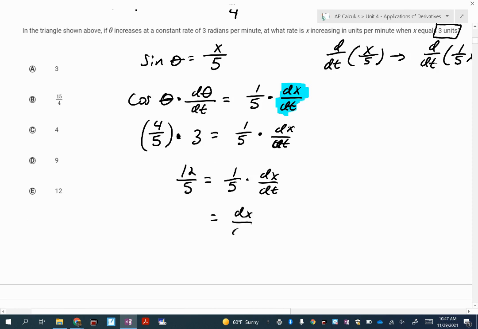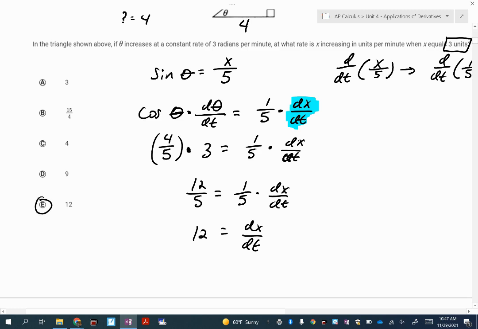If I move the 1/5 over by multiplying by 5, that gives me just 12.